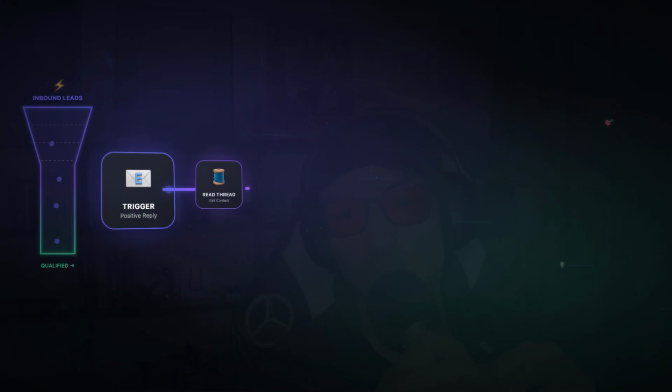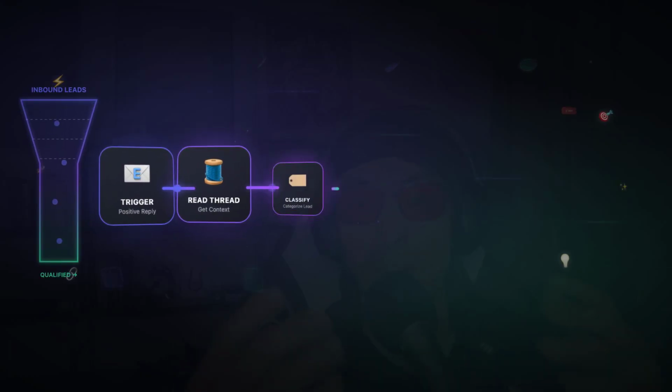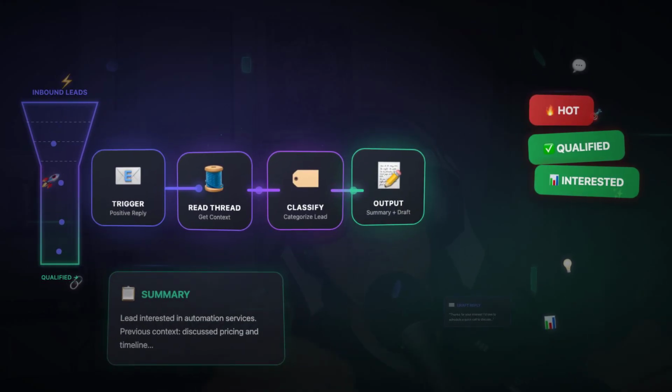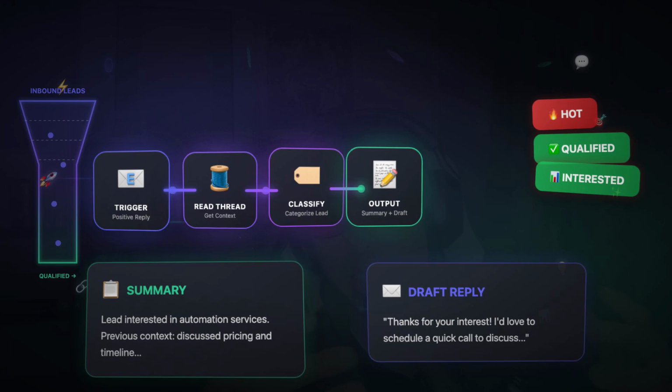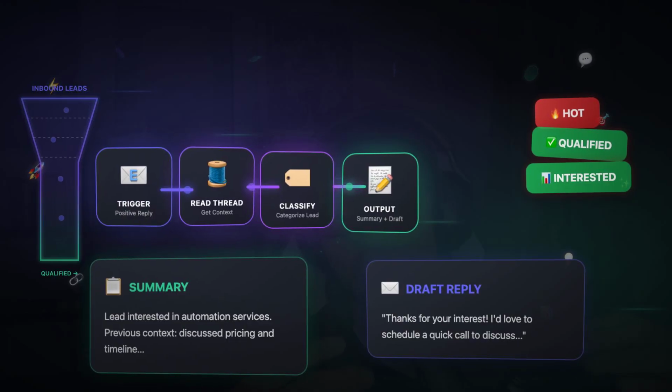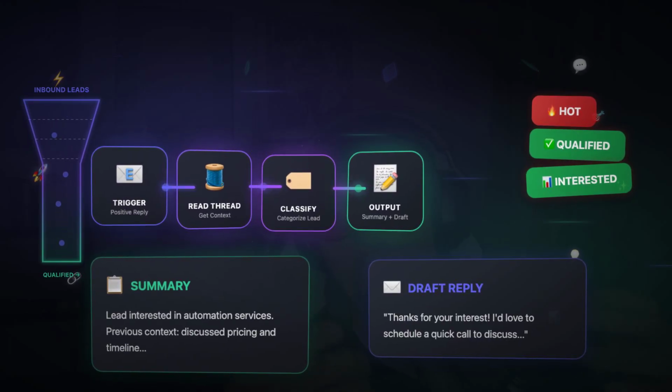I'm just kidding. We're going to be building an agentic workflow that triggers off of a webhook whenever a positive reply comes in from your outbound campaigns. It's going to read the entire thread, get the context of it, classify the email, and then give you a summary along with a draft that you can copy and paste and reply to your lead quickly.